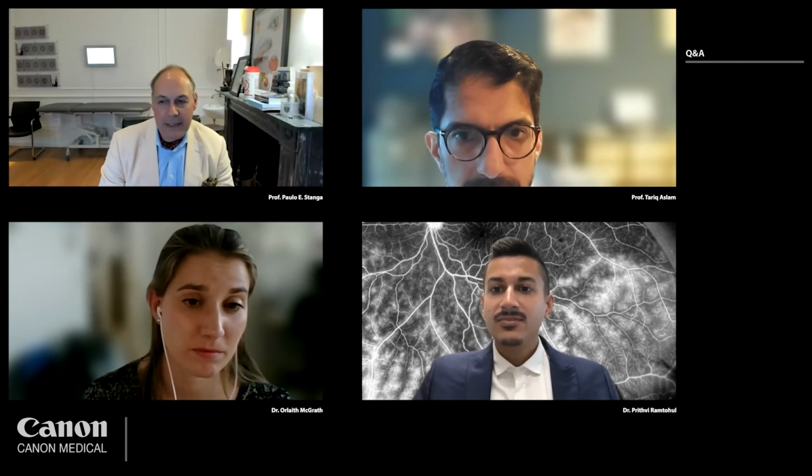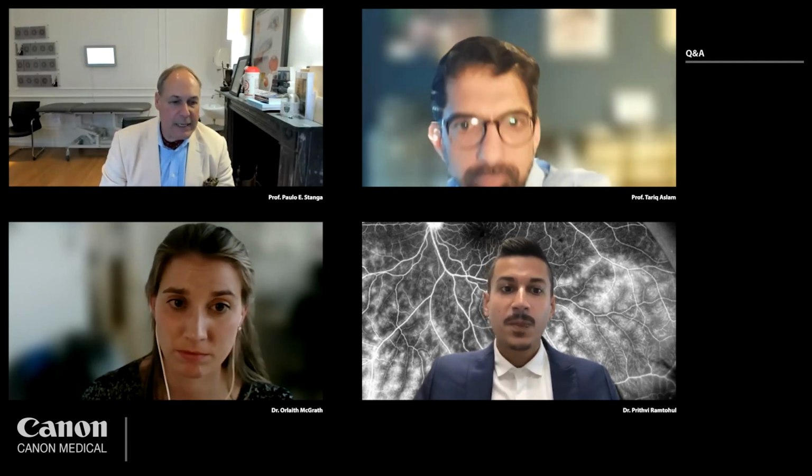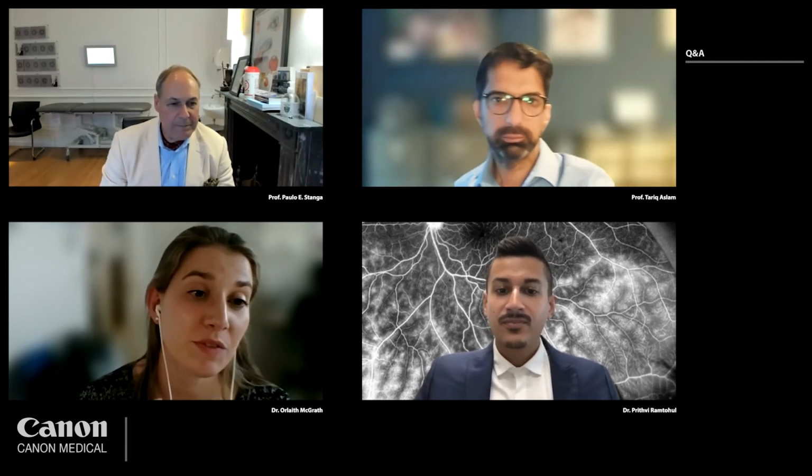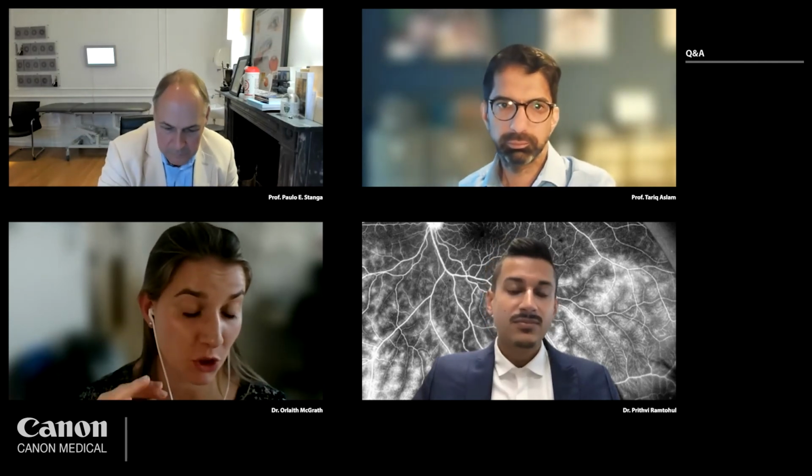Have you looked at the thickness of the retina in your study? So we've obtained OCT images, fundus autofluorescence, and color photo images. We haven't noticed any difference, but formal analysis of the retinal thickness is something we plan to do.